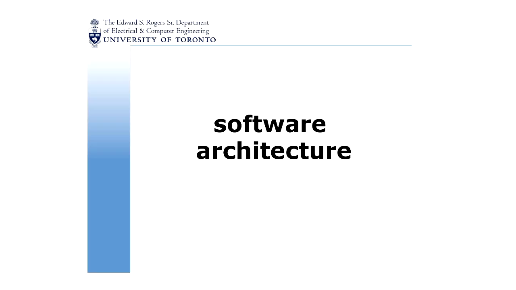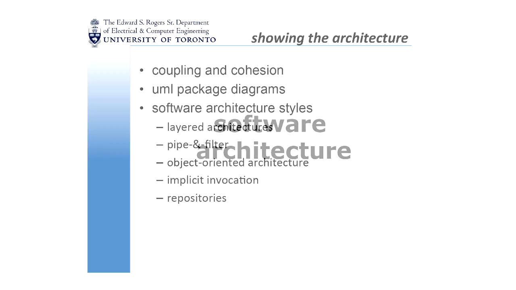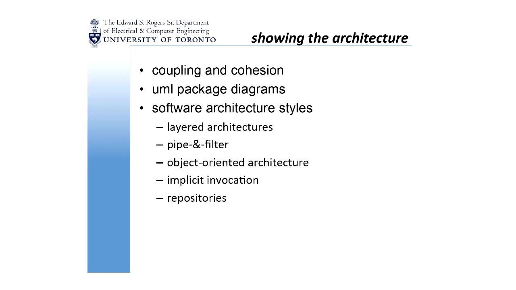Today, we will begin our deep dive into software architecture. This is a foundational topic for any computer science major, as it defines the high-level structure and organization of the systems you will build. In this module, we will explore several key themes: the fundamental concepts of coupling and cohesion, how to represent designs using UML package diagrams, and the various software architecture styles common in the industry. These styles include layered architectures, pipe and filter systems, object-oriented designs, implicit invocation models, and repositories.